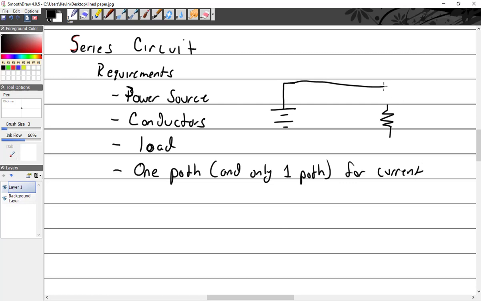So there we go. I've got a conductor coming around to a load. Do I have a series circuit yet? No, I need to connect it to the other side. So once it's connected, how about now? Do I have a series circuit?